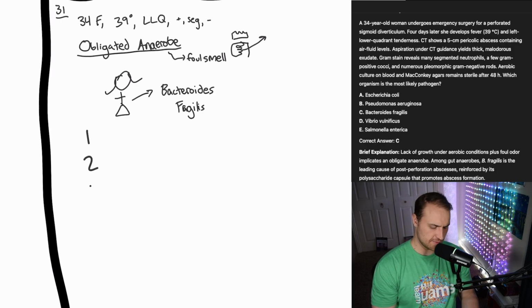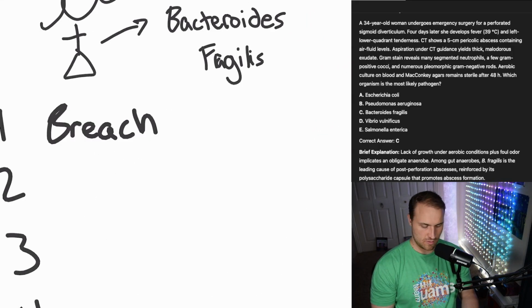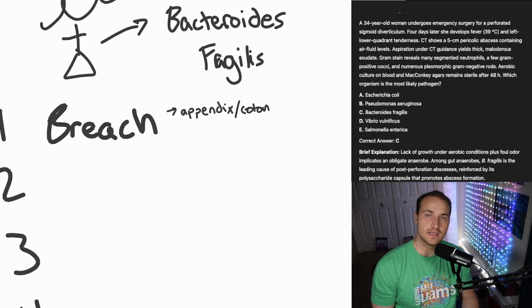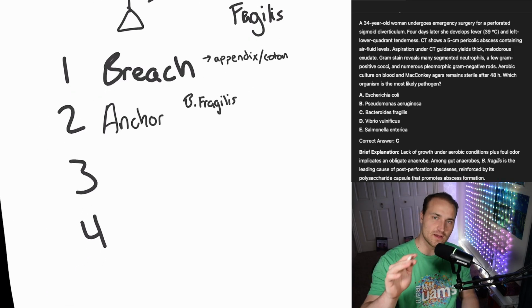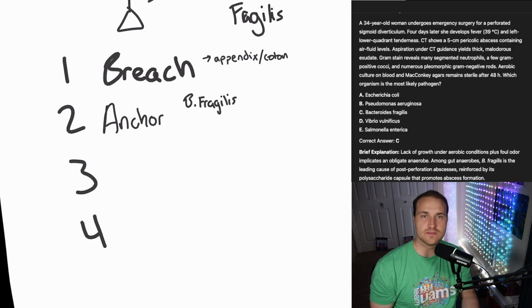If you're confused on this question, the way to break it down is step 1, there's a breach. What usually happens with this is an appendix wall burst, or maybe a colon wall tear. And so your gut contents, mixed aerobes and anaerobes, enter the peritoneum. So step 1 is a breach. Then the anchoring step, and this is where B. fragilis, which has a polysaccharide capsule, sticks to the mesothelium. And that triggers abscess formation by activating the complement.